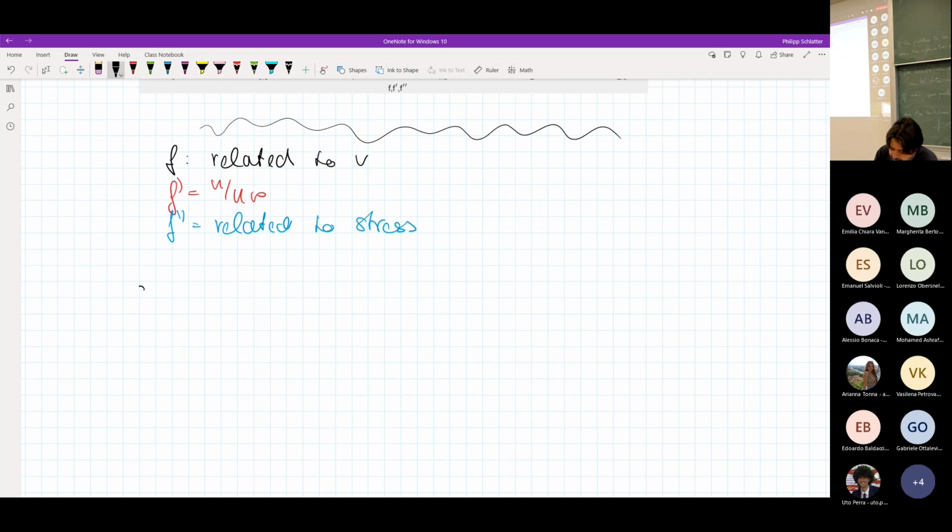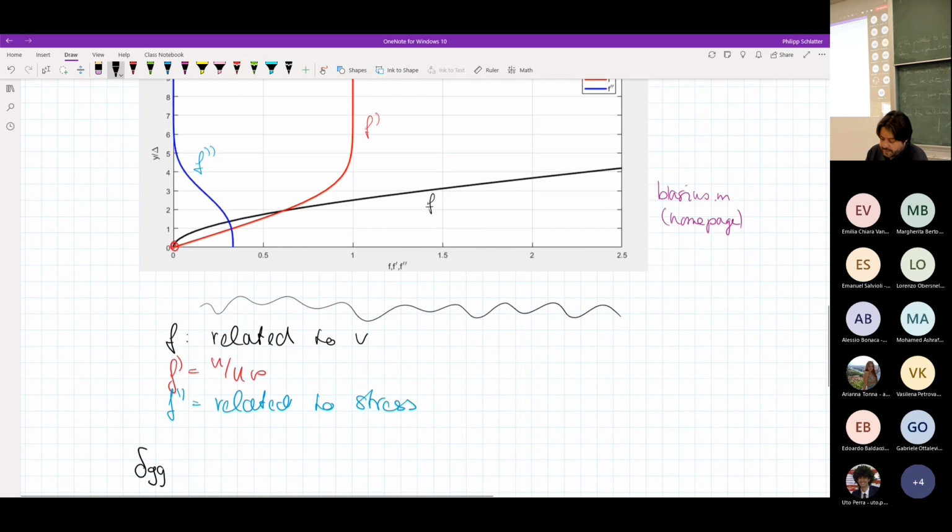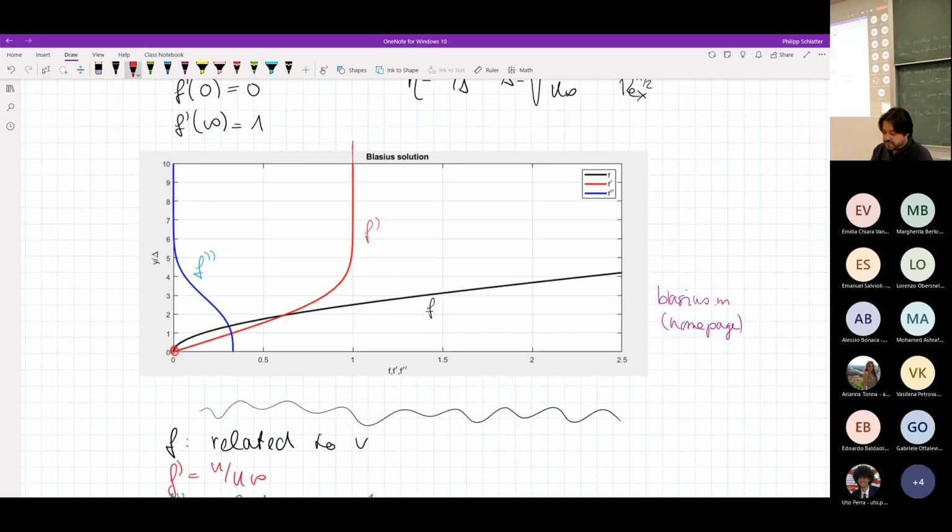First of all, I guess the easiest one would be to calculate delta 99. We can do that visually by just looking at this. Delta 99 would be the position where we have reached 99% of the velocity. So it's that point where the velocity profile has reached 0.99, and then it would be this position here, or that thickness. So this here would correspond to delta 99.